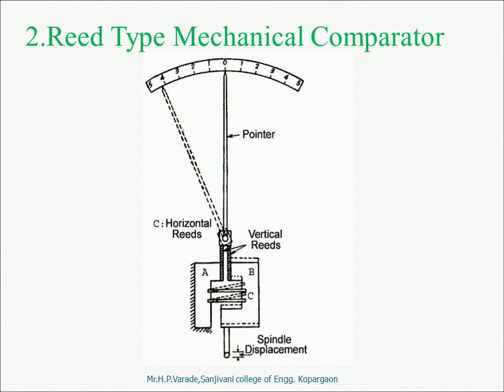Let us learn the reed type mechanical comparator. Here the reed type mechanical comparator diagram is shown. It consists of a large pointer, a scale, vertical reeds as well as horizontal reeds, blocks A and B, and a spindle.